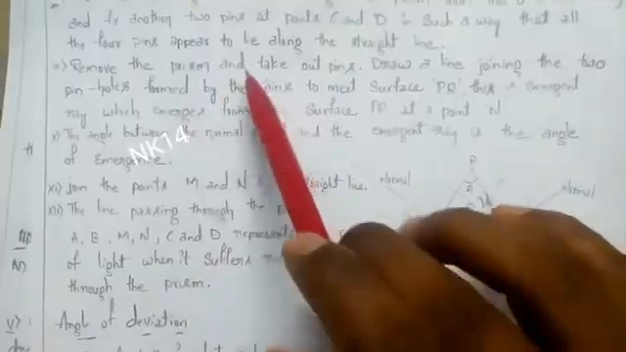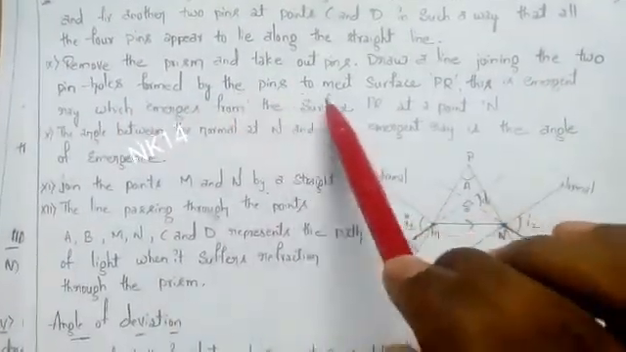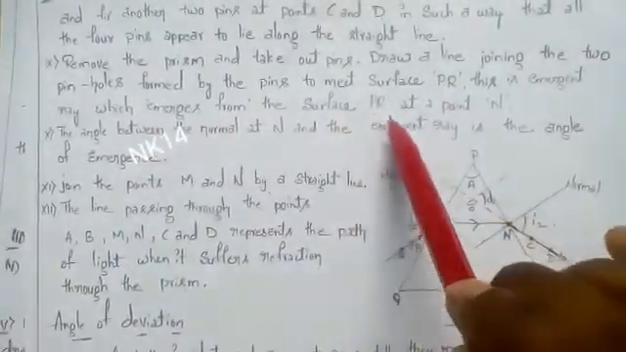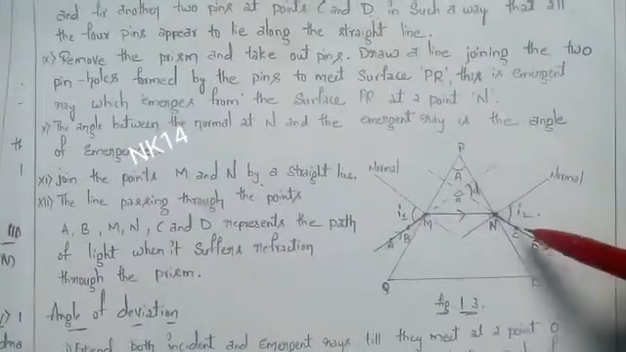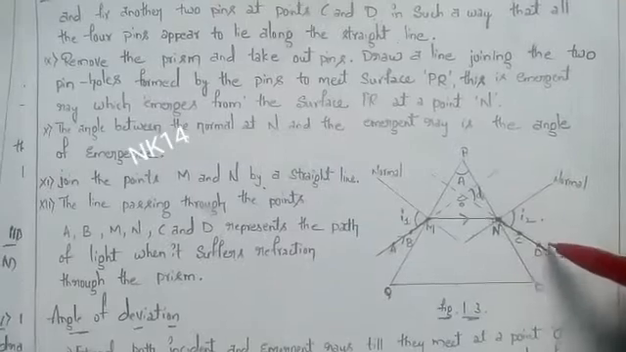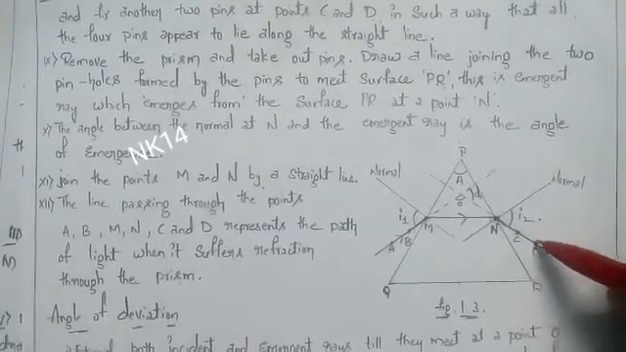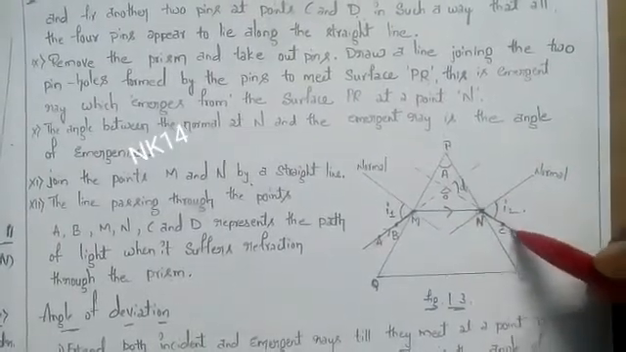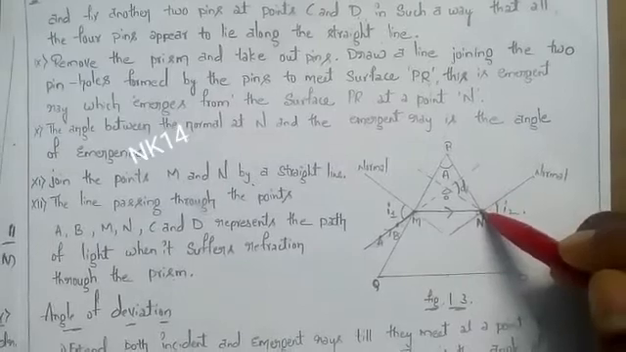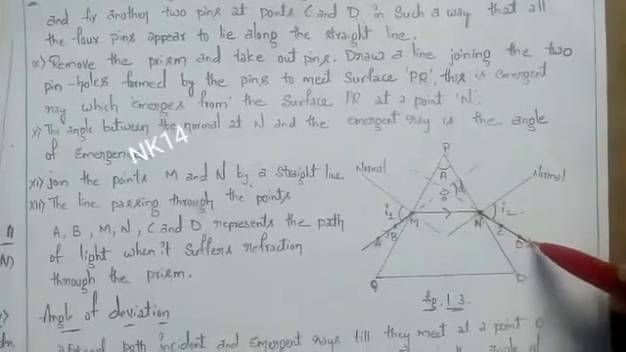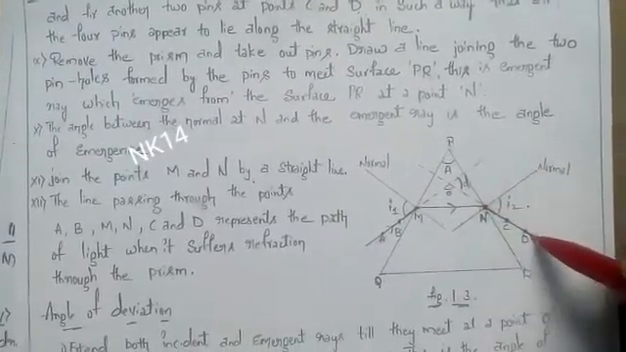Next, remove the prism and take out the pins. Draw a line joining the two pinholes formed by the pins to meet the surface PR. This is the emergent ray, which emerges from the surface PR at the point N. After placing the two pins C and D, just remove the prism. Next, remove the pins. The points C and D should be joined with a line extending to the other side of the prism, that is PR. This line should start at C and end at the side PR. Next, note this point as N, and this ray is taken as the emergent ray, as it is coming out of the prism.